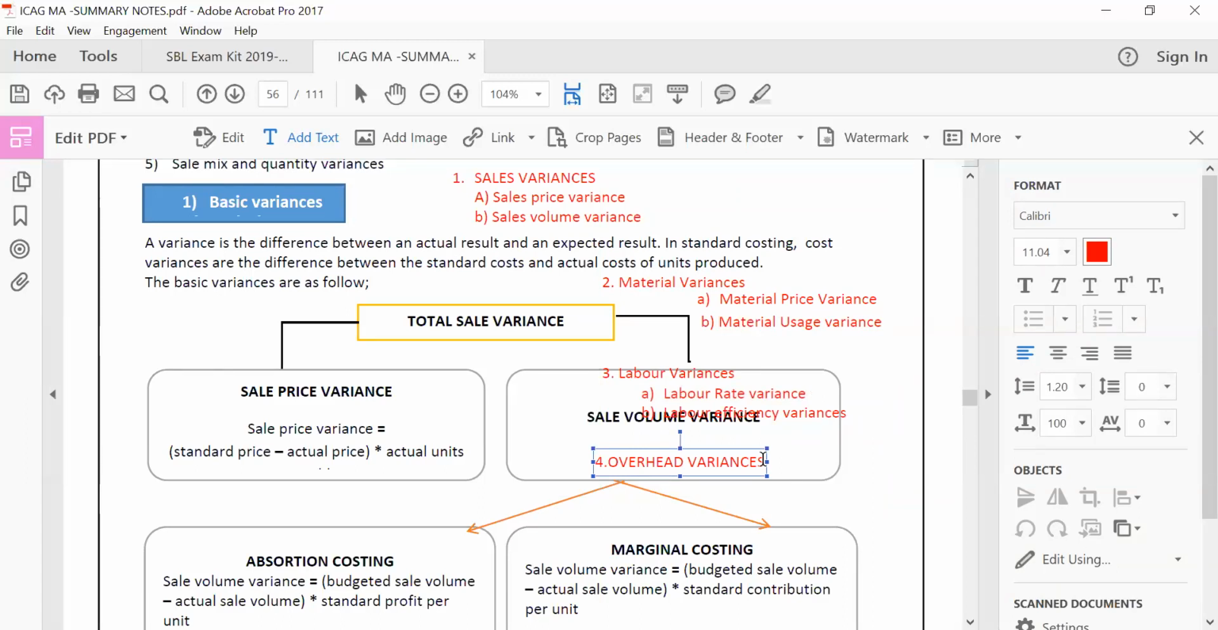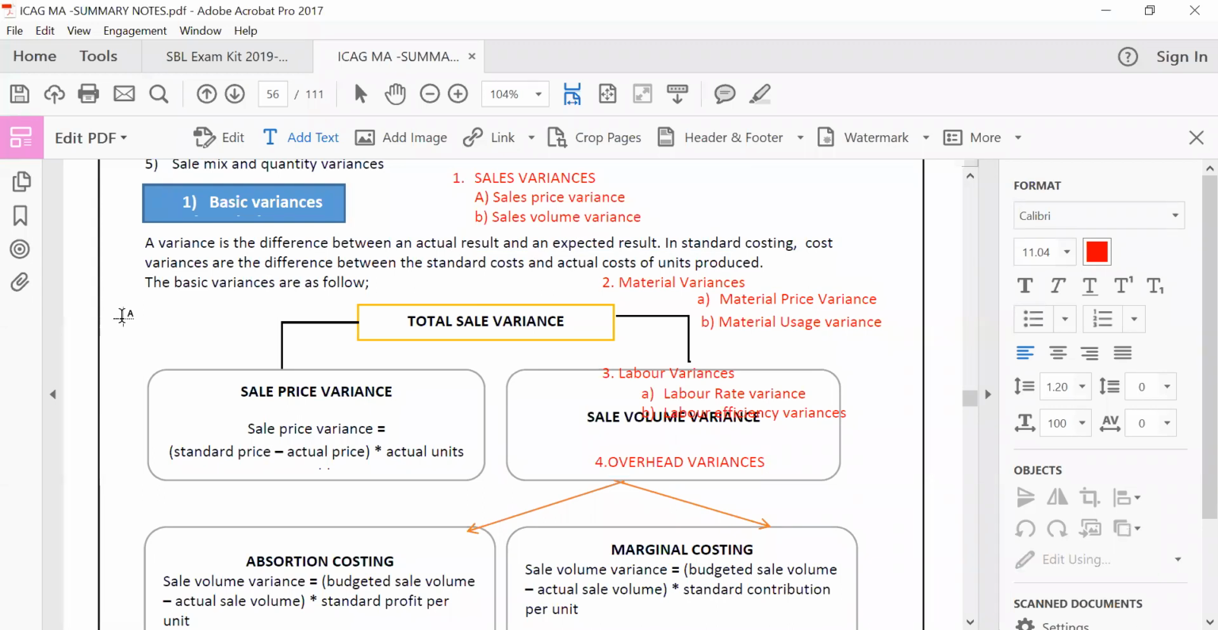Then we come to the next one, which is fixed overhead variances. We have two main forms of fixed overhead variance: fixed overhead expenditure variance and fixed overhead volume variance. But the fixed overhead volume variance has a breakdown into two. It can be broken down into fixed overhead efficiency variance and fixed overhead capacity variance. So after going through all these, then you have studied what variances are.